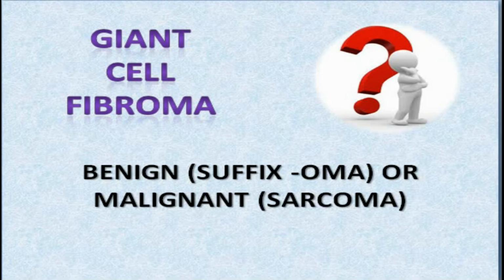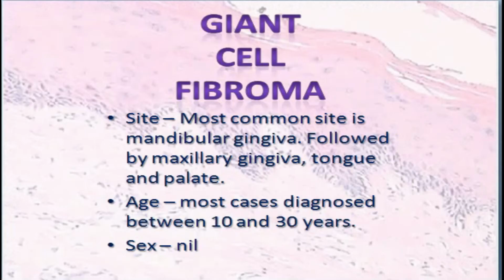Today's topic of discussion is giant cell fibroma. So it is a benign lesion. It is well explained with the help of normal fibroma. Comparison will help you to remember this particular lesion. So first of all, where can you see giant cell fibroma? Most common site is mandibular gingiva, which is followed by maxillary gingiva, tongue and palate. Whereas normal fibroma is most commonly seen on buccal mucosa, opposite to the line of occlusion.